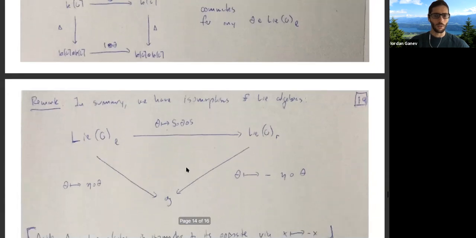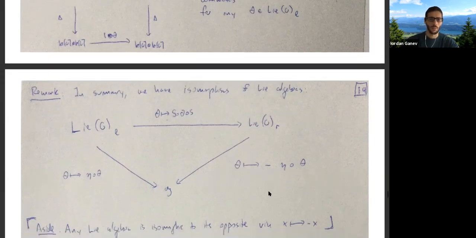I already kind of alluded to this. We have these three Lie algebras and they're all isomorphic, and we have these explicit isomorphisms. From left invariant to right invariant, we conjugate by the antipode. We saw that. From left invariant to the tangent space at the identity, we evaluate at the identity. From right invariant to the tangent space at the identity, we evaluate at the identity, but then there's this pesky minus sign that we need to include.